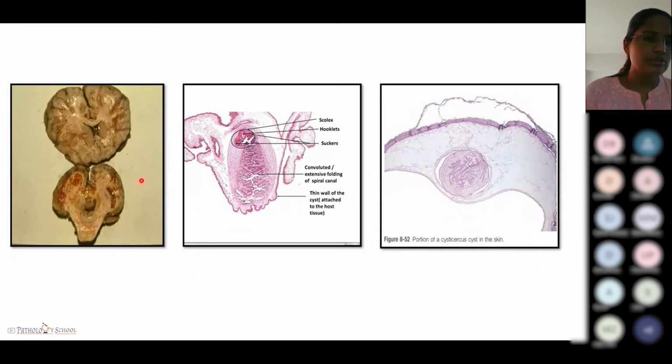So this is a gross picture of neurocysticercosis where petechial hemorrhages are seen. Here, in the neurocysticercosis morphology, we can see the scolex, hooklets, and prominent suckers. It has a convoluted, extensive folding of the spiral canal, and a thin wall of the cyst is seen attached to the host tissue. This is similarly a portion of a cysticercosis cyst in the skin.